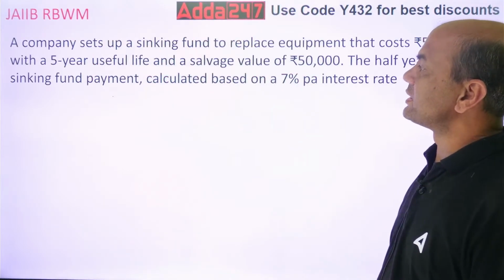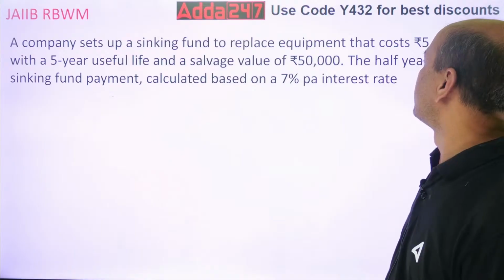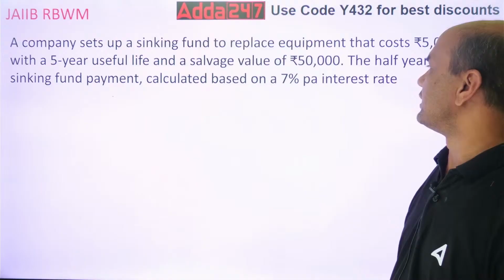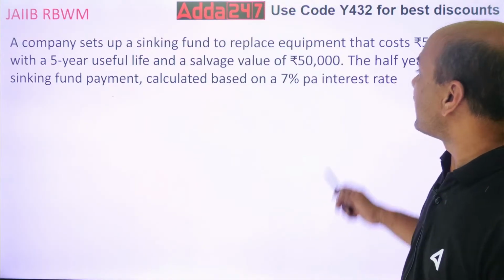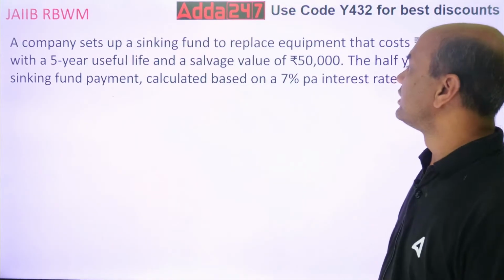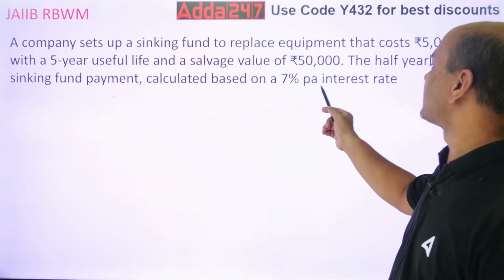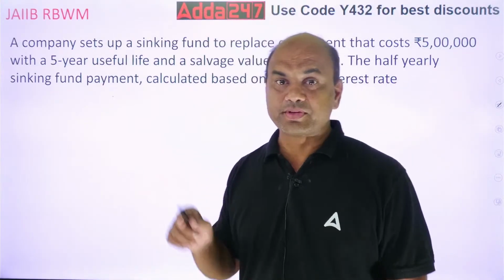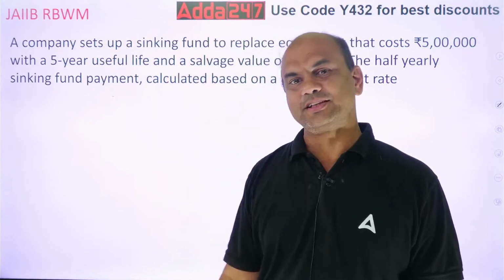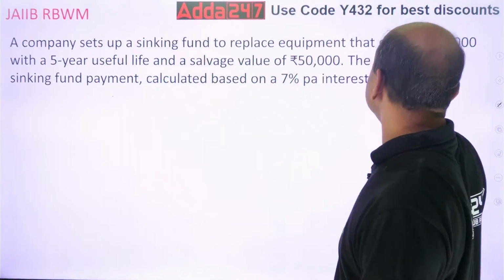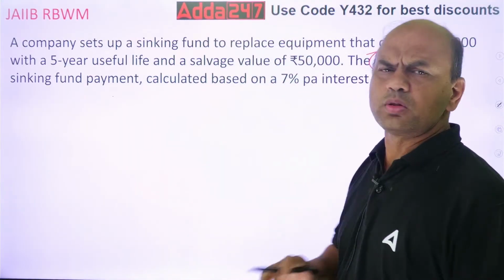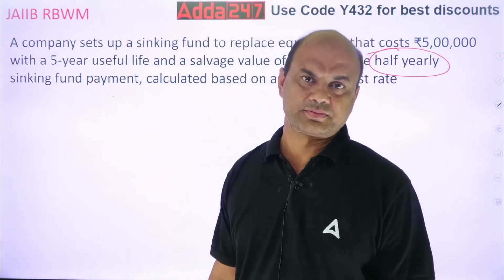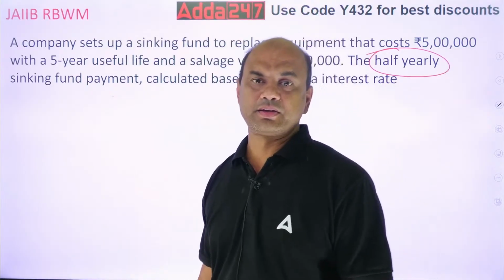A company sets up a sinking fund to replace equipment that cost rupees 5 lakh with a 5-year useful life and a salvage value of 50,000. The half-yearly sinking fund payment is calculated on the basis of 7% per annum interest. Very typical problem, same as the earlier one, but a slight change is there. The slight change over here is half yearly, and the whole problem changes.